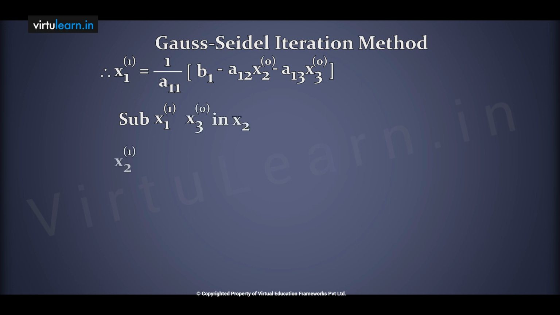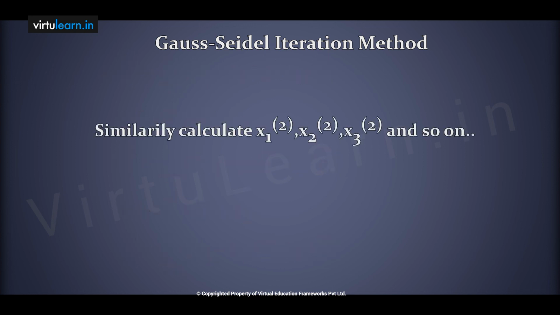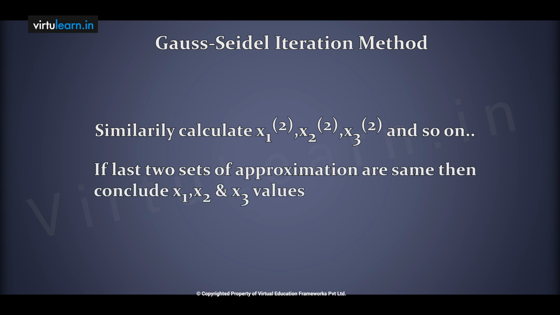Then the first approximation of x2 equal to 1 by a22 into b2 minus a21 into first approximation of x1 minus a23 into 0th approximation of x3. Now I have the first approximation of x1 and the first approximation of x2. You substitute them in the third equation for x3. Then the first approximation of x3 equal to 1 by a33 into b3 minus a31 into first approximation of x1 minus a32 into first approximation of x2. Similarly, calculate the second approximation of x1, x2, x3, and so on. If the last two sets of approximations are the same, then conclude the x1, x2, x3 values. This is nothing but the Gauss-Seidel iteration method.